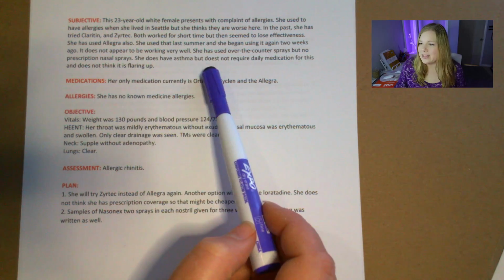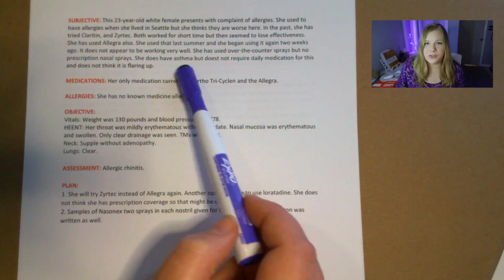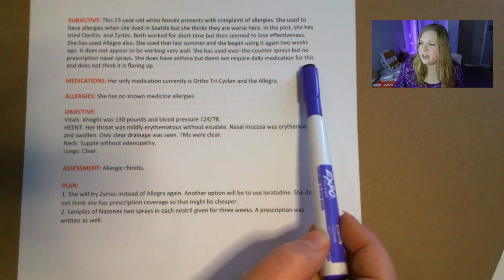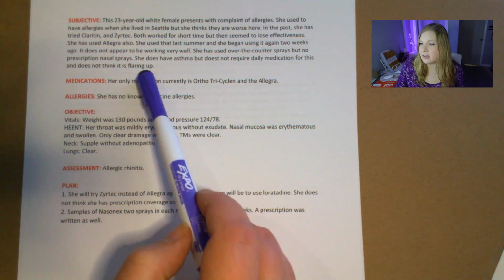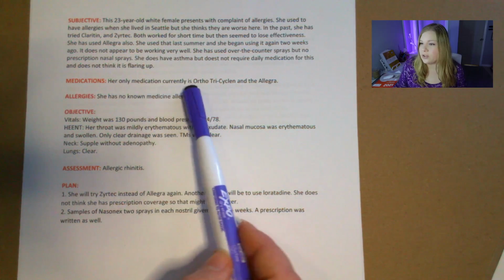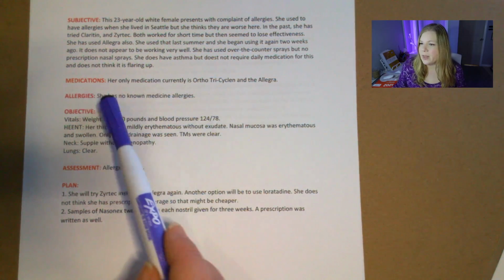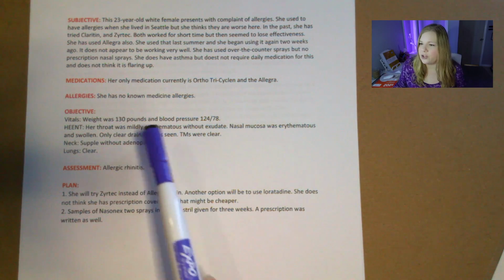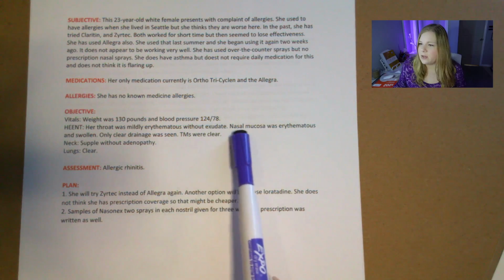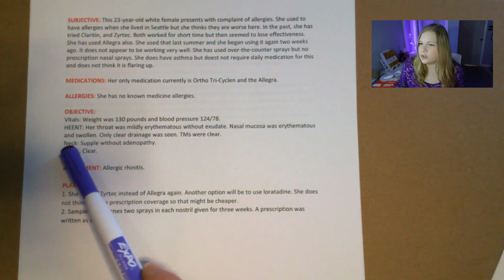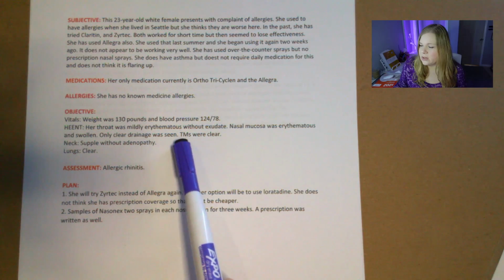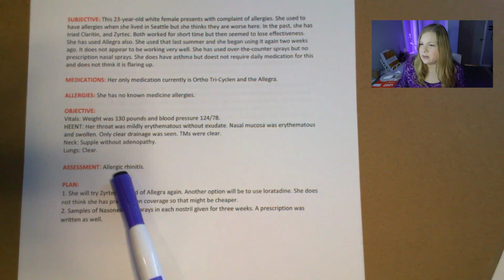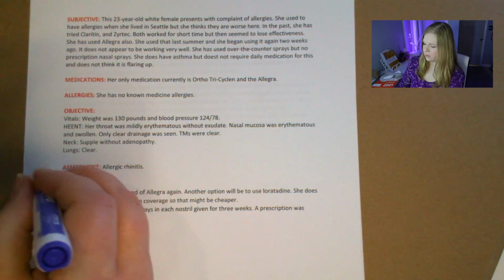She does have asthma. So there's a chronic condition right there. Let's see if they dropped it in, but she does not require daily medication for this and does not think it's flaring up. Her only medications are her orthotricyclen and Allegra. She has no known medicine allergies. We did a little bit of an exam here. We're noting that she has some erythema. Her nasal mucosa is a little bit swollen, with clear drainage, tympanic membranes were clear, neck supple without adenopathy, lungs are clear. Assessment, our diagnosis here is allergic rhinitis.